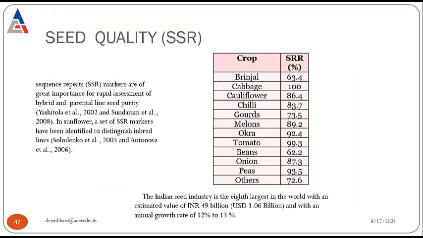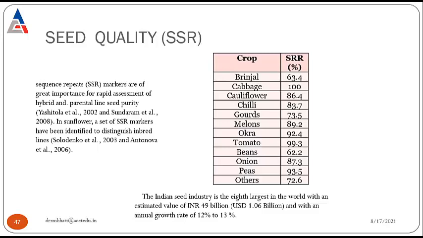So seed quality you can measure by the genetic engineering marker, which is called simple sequence repeats, SSR, right? And they are a very rapid technique of testing the seed purity, especially of the parental line. And you can see this is the list of crops: brinjal, SSR 63, cabbage 100, cauliflower 86, chili 83, gourd, melon 89, 92, tomato 99% pure.